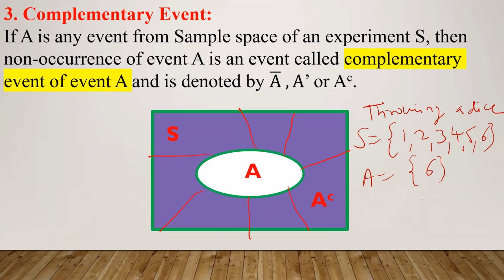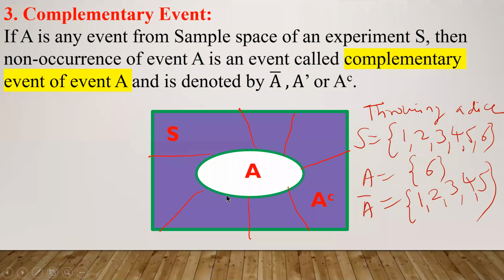It is 6. I want to write down the complement of A. If I threw the dice and did not get 6, say I got 1, that means this event has not occurred. So which event will 1 go in? 1 will go in A complement. So the complement of A is the non-occurrence of A. A has not occurred, so what is not in A? 1, 2, 3, 4 and 5.